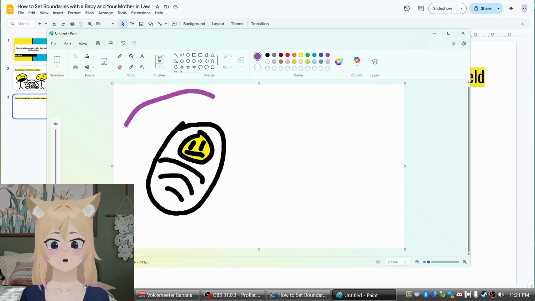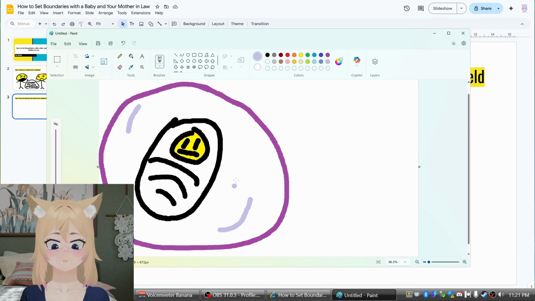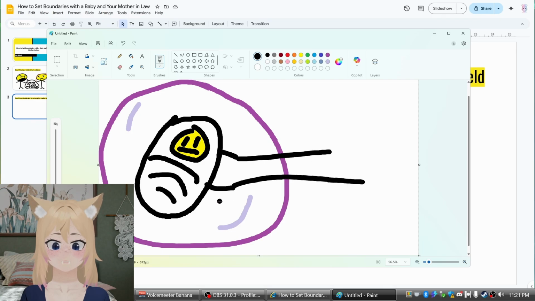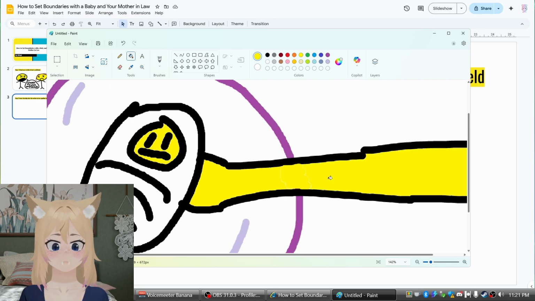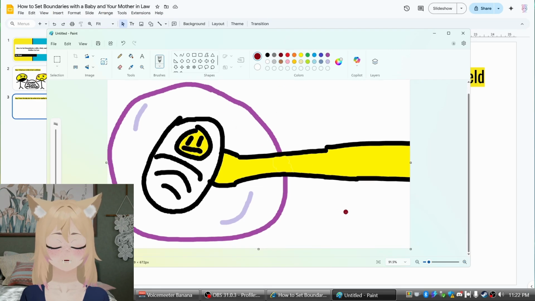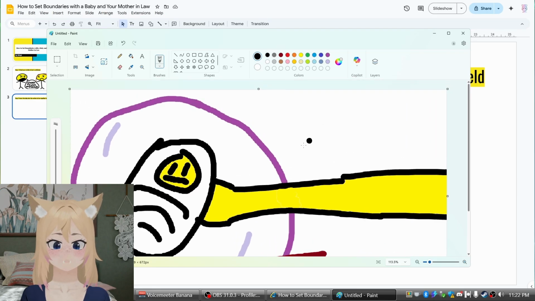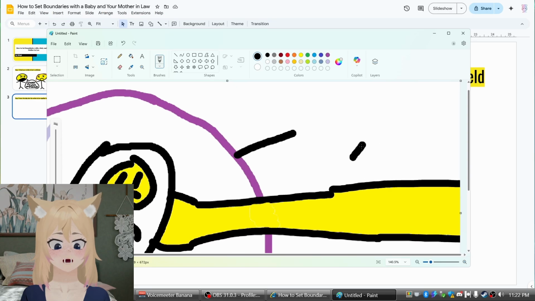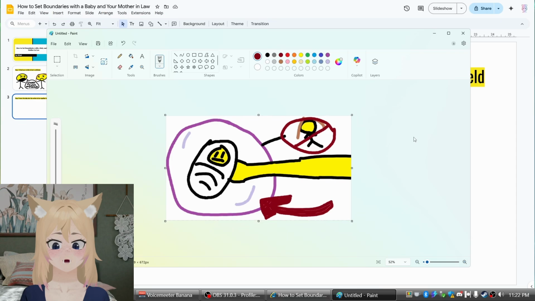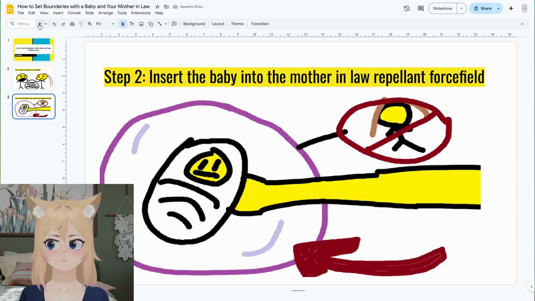We need to put the baby inside the force field. It's like a little protective bubble force field. We need to draw ourselves inserting the child into the thing. Okay, there's you inserting the child into the force field. Oh wait, maybe some people might mistake it for taking the child out of the force field. So let's draw an arrow here. And we also need to specify that this is an anti-mother-in-law force field. So let's draw your mother-in-law here. There she is. And then it's anti-her. So we're going to draw a big no-no circle. There you go. Anti-mother-in-law force field. Perfect.